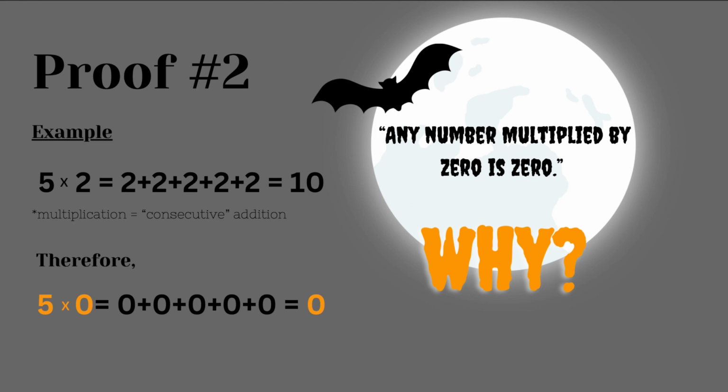10. So therefore, if I were to multiply 5 times 0 and I add 0 to itself 5 times, I get 0. And that is one way we can reason or understand why any number multiplied by 0 is 0.